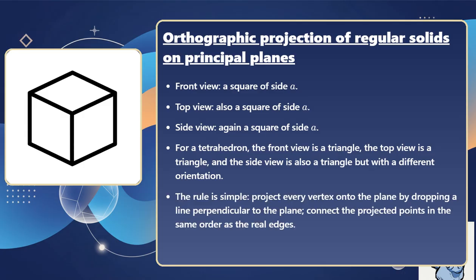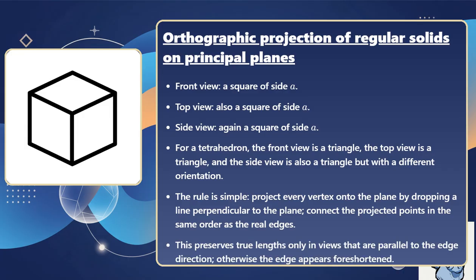The rule is simple. Project every vertex onto the plane by dropping a line perpendicular to the plane. Connect the projected points in the same order as the real edges. This preserves true lengths only in views that are parallel to the edge direction. Otherwise, the edge appears foreshortened.